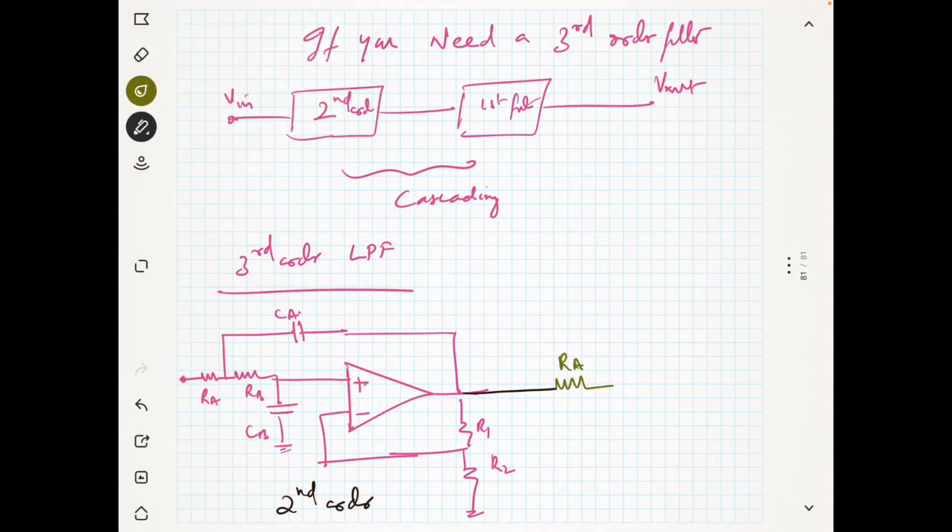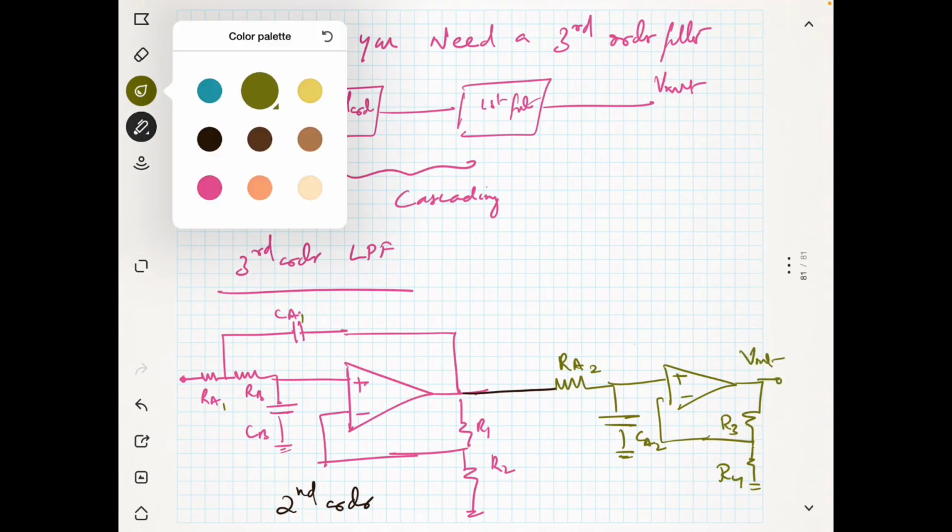This is RA1 and CA1. So this is RA2 and another CA2. Now you have positive, negative. You have another 2 resistances, let's say R3 and R4. This is your output, V out. So what is that? This is a first order filter.